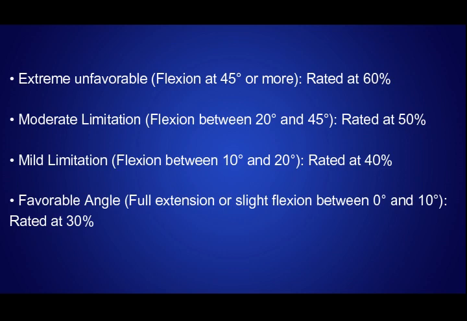Extreme unfavorable, flexion at 45 degrees or more, rated at 60%. Moderate limitation, flexion between 20 degrees and 45 degrees, rated at 50%. Mild limitation, flexion between 10 degrees and 20 degrees, rated at 40%. Favorable angle, full extension or slight flexion between 0 degrees and 10 degrees, rated at 30%. These ratings reflect the impact of knee ankylosis on a veteran's ability to perform daily activities and engage in work-related tasks.